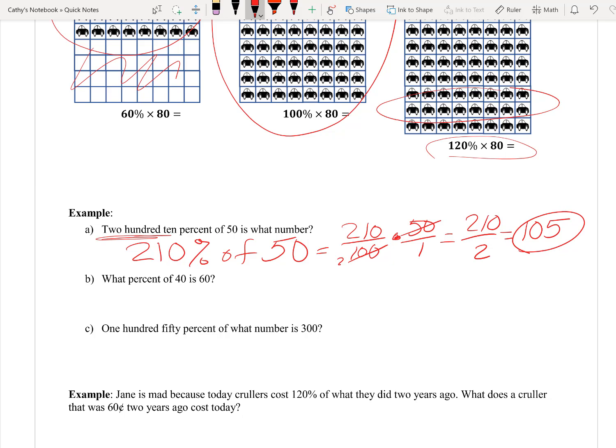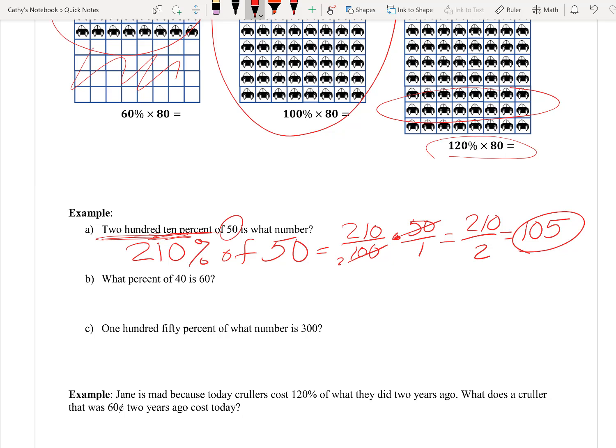200% means double. Okay, so 50 doubled is 100, and then it's 10 more percent even than that. So 210% means another 10%, so that's 105. So really, all you have to do is multiply it by whatever percent you're talking about, and if it's a percent bigger than 100, it's just going to come out to be bigger than the number you started with.